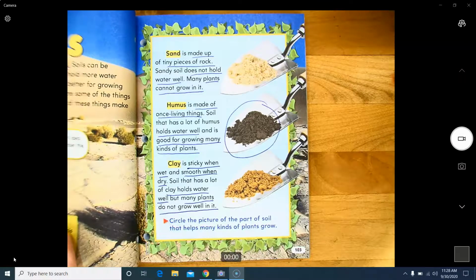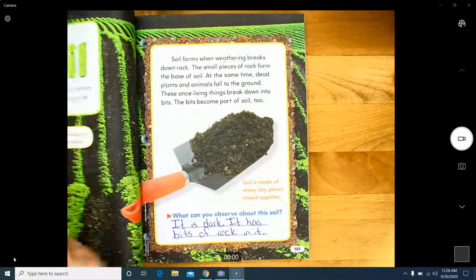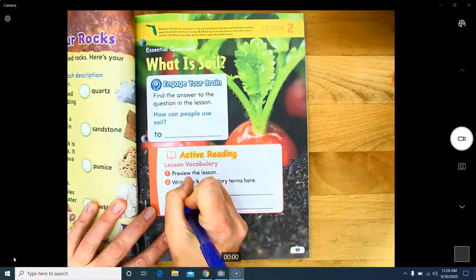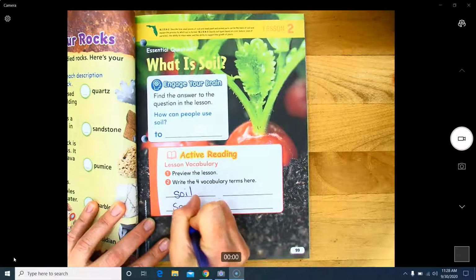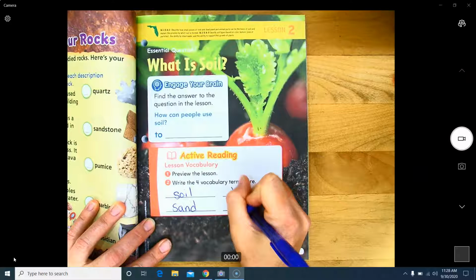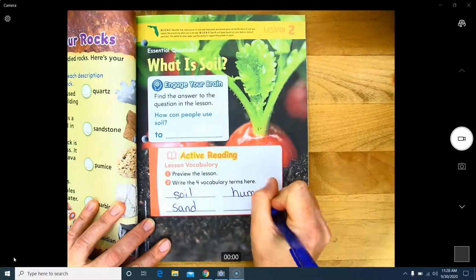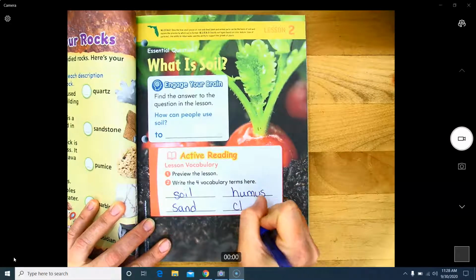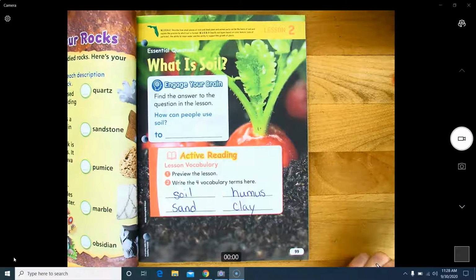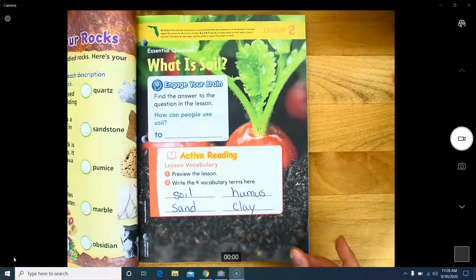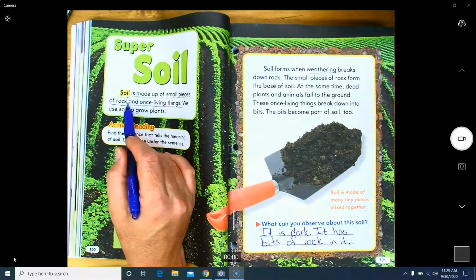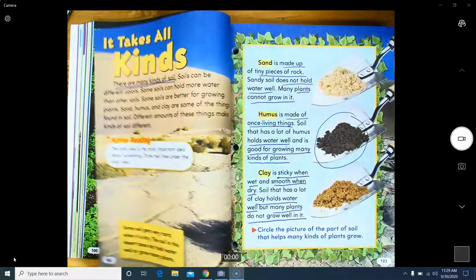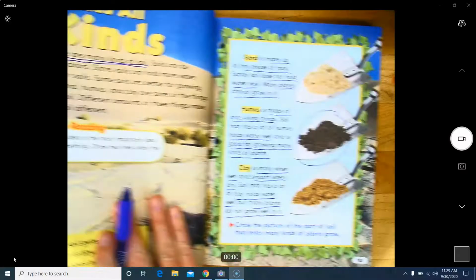Okay, so let's go back. Our vocabulary words are soil, sand, humus, and clay. Pause the video if you need more time to write your answers. And if you forget, here's the word soil. Sorry, right here. And then our other 3 vocabulary words.